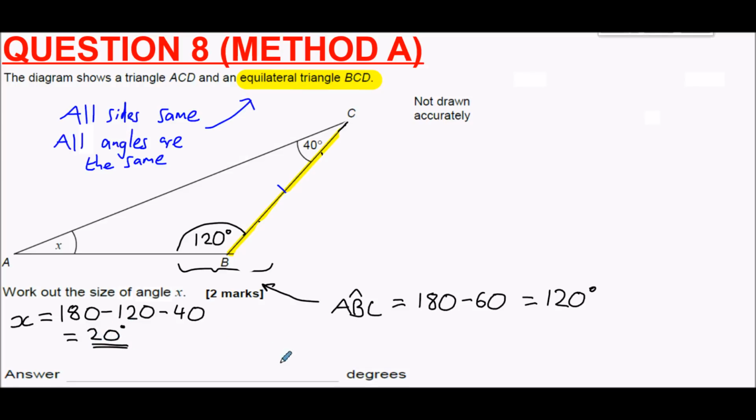And please, whatever you do, do not measure angle x, because it does say not drawn accurately, so you're not going to get a guaranteed answer if you measure it. Not drawn accurately, so you can't just cheat your way to the answer by measuring the angle and putting the answer down. You need to work it out using angle calculations. So x is 20 degrees.